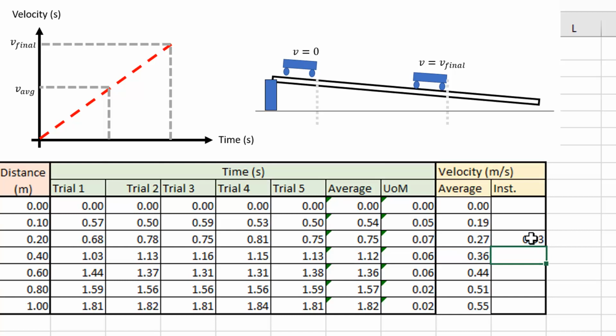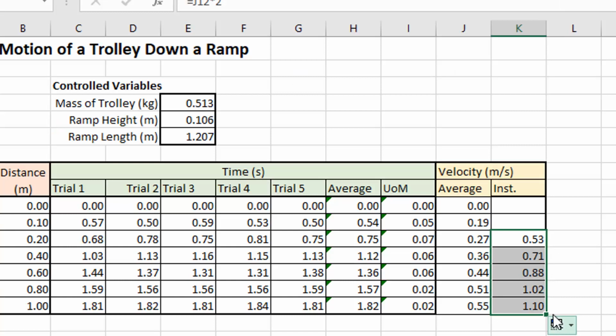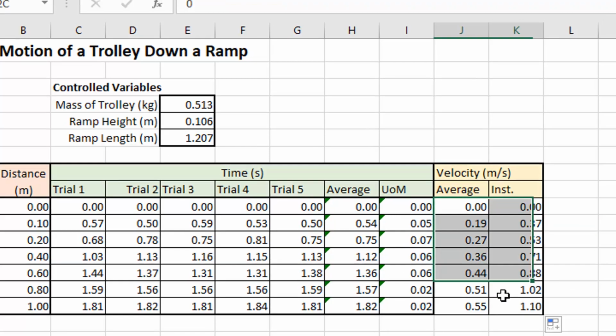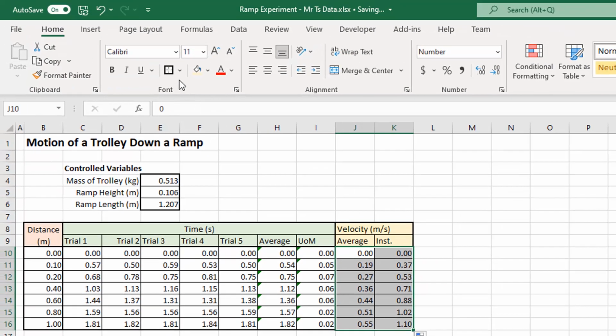That's our instantaneous velocity. So at 20 centimeters, the trolley was going 0.53 meters per second. Now I'm going to autofill that down and autofill it back up again to the top. And again, I've mucked up my formatting, so I'm just going to fix that. I'll select that whole lot there and put a thick outside border there, like that. All right, so my table's complete.